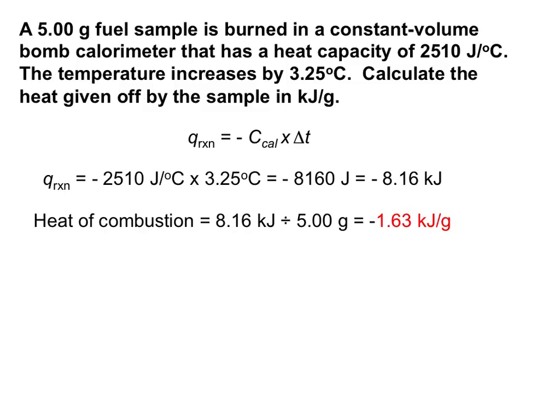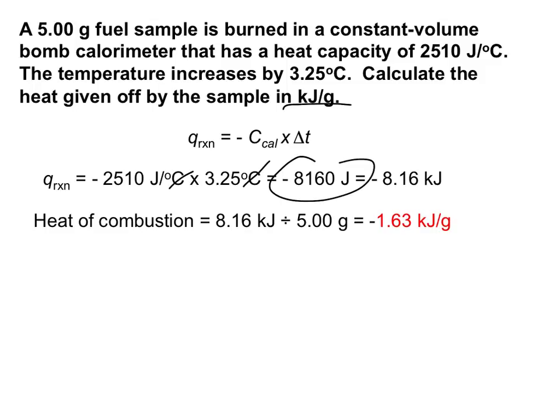All right, so now that we understand that, let's look at what they actually want us to figure out. They want us to calculate the heat given off by the sample in kilojoules per gram. So our heat of reaction is going to be calculated in a very similar way to what we've been doing. We just plug in our specific heat capacity and our change in temperature, which we've been given both of. We multiply those out, and it gives us negative 8,160 joules. Celsius and Celsius cancel, so joules are what's left over.